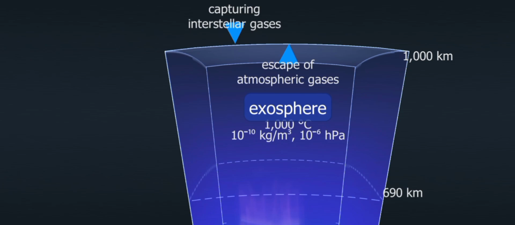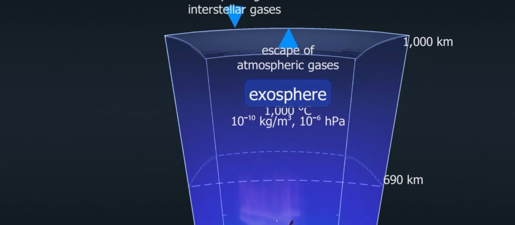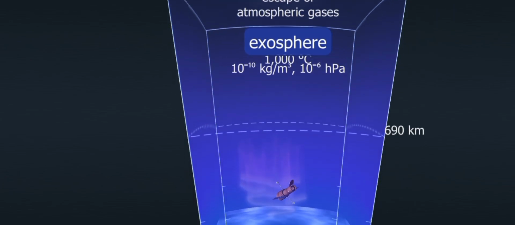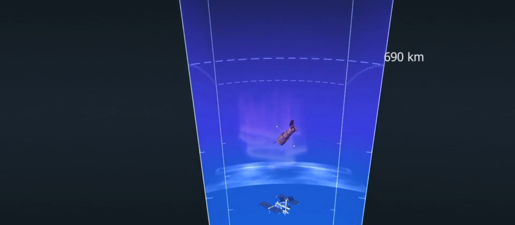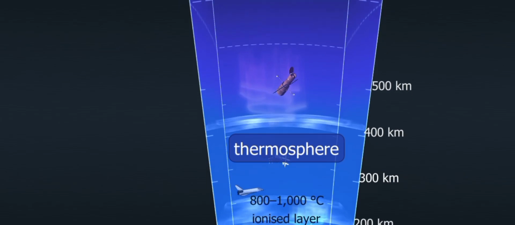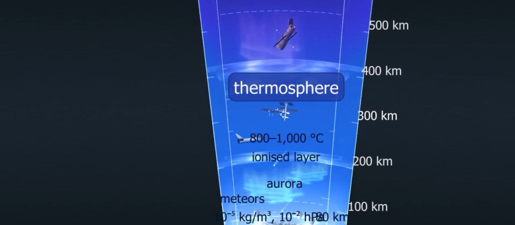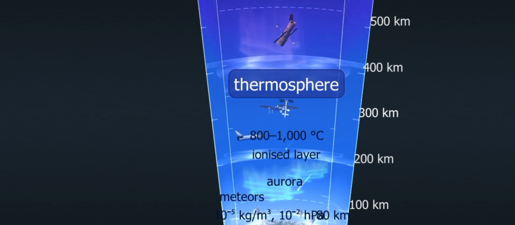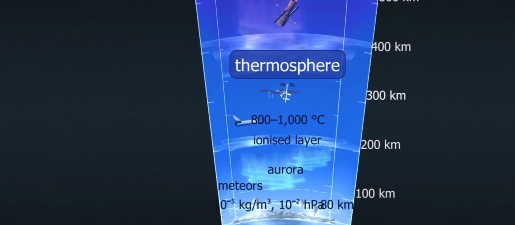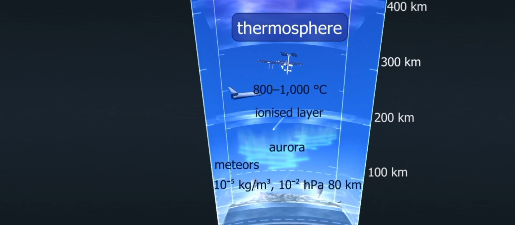The thin outermost layer of the atmosphere is called the exosphere. Its temperature is around 1,000 degrees Celsius. The next layer of the atmosphere is the thermosphere. Its temperature increases with altitude, 800 to 1,000 degrees Celsius on average. This thin layer, consisting of ions and therefore also called the ionosphere, reflects radio waves.